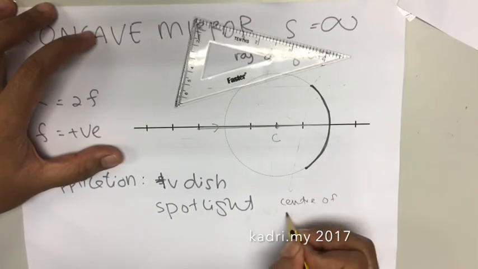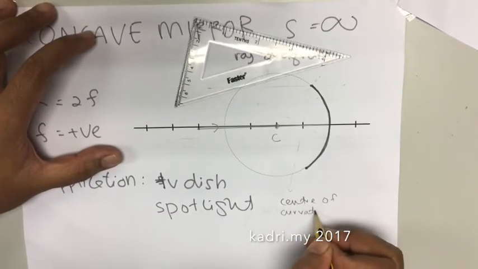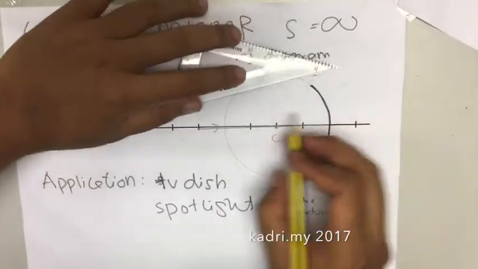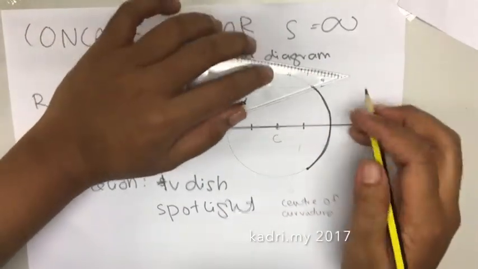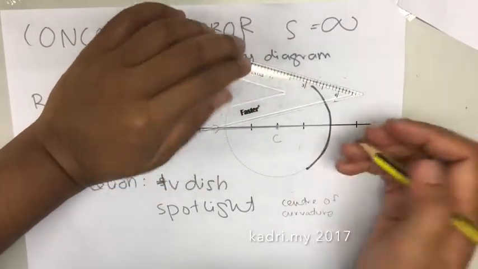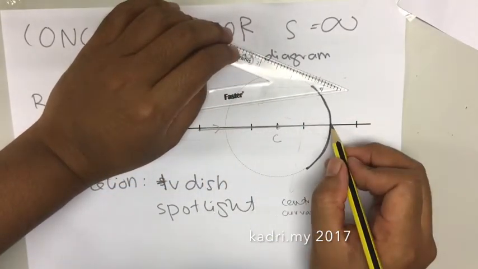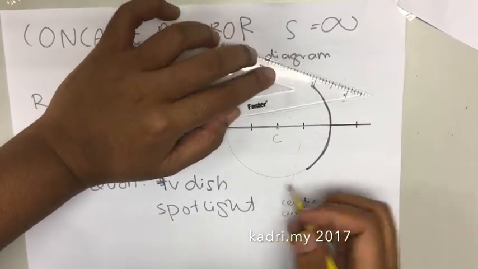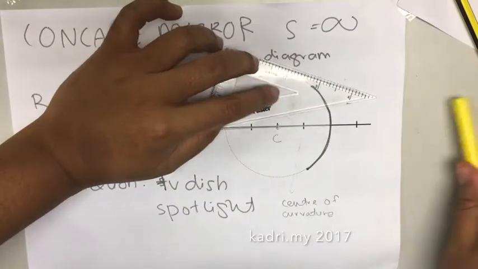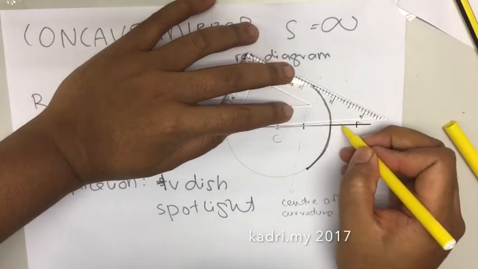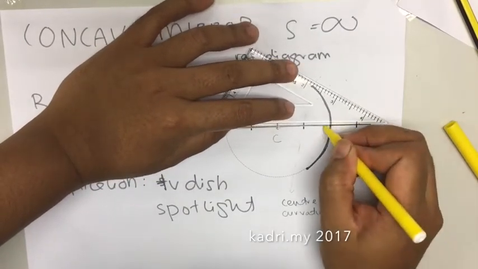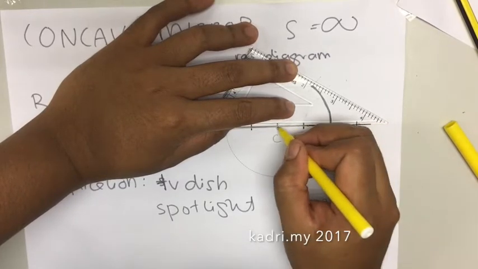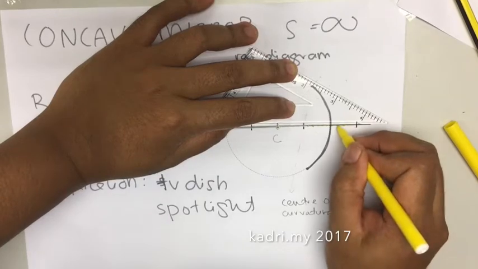Center of curvature, or actually the center of the sphere. This is C. To predict where this incident ray would be reflected, we have to draw the normal line to help us. The normal line at this point is actually a line that goes to the center. So that is the normal line.